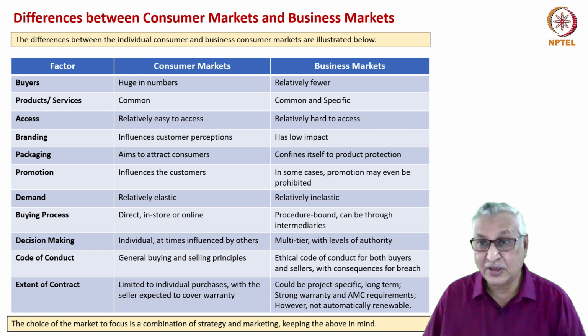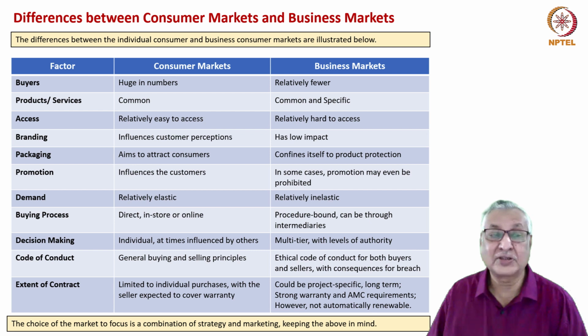Whereas the supply of a particular adhesive is common as well as specific. That is, you have adhesives for different purposes, to join wood with floor, and also steel with steel. As an example, access. Consumer markets have got relatively easy access. Products are available in every nook and corner, from kirana shop to supermarkets. Whereas the business markets are relatively hard to access. You need to take appointments, you need to go to the individuals, discuss, negotiate, and finally win an order.